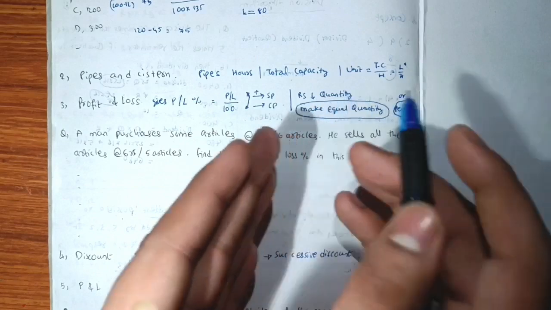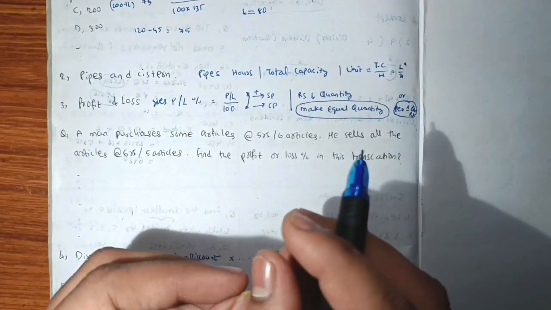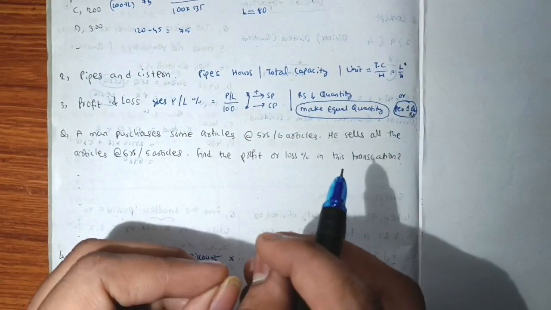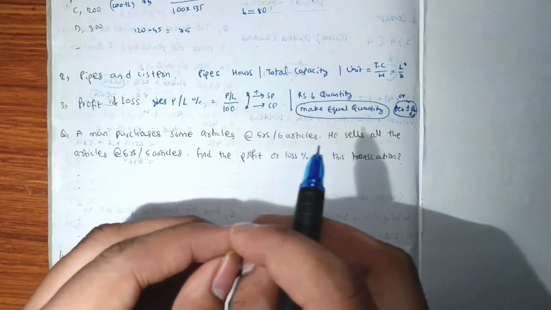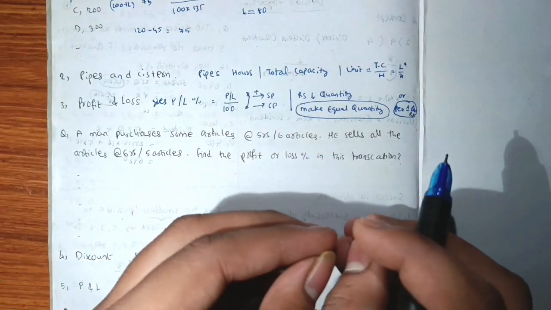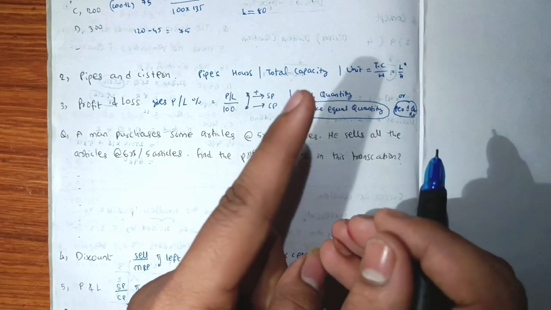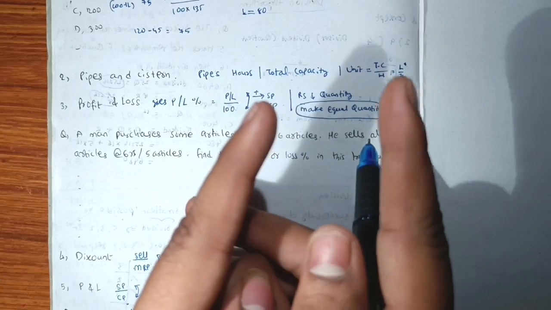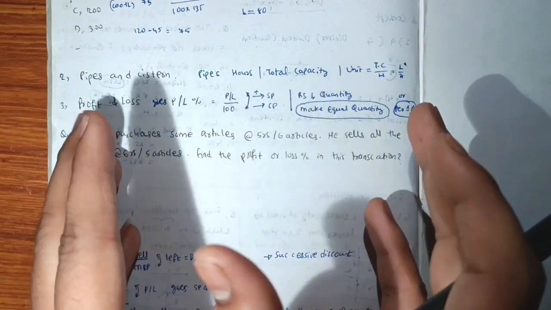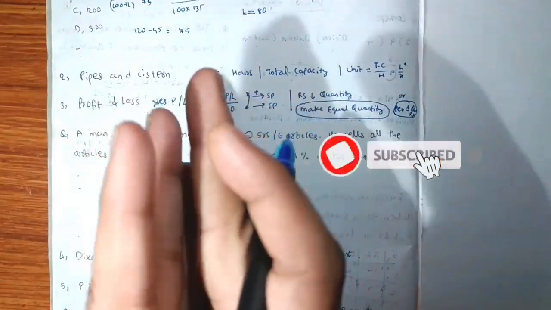Again, in that, if rupees and quantity are given, we need to make the quantity equal to one, or we need to calculate the rupees per one quantity. You need to remember this trick. This is a very important trick. Based on this trick we have seen a large number of questions in those videos.